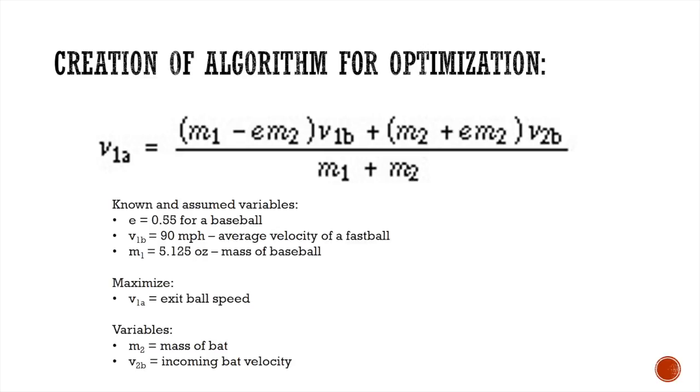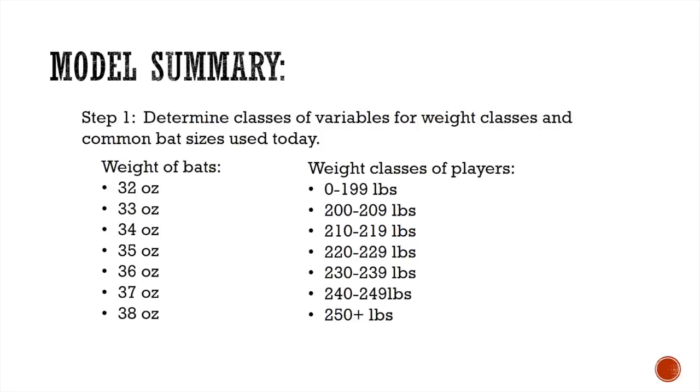So, using these two equations, you create an algorithm for optimization, which results in a maximization of the exit ball speed, which is what we want. With 3 knowns, the coefficient of restitution being 0.55, the average velocity of a fastball being 90 miles per hour, and the mass of the baseball being 5.125 ounces, and 2 unknown variables in the mass of the bat and the incoming bat velocity, we have our model summary.